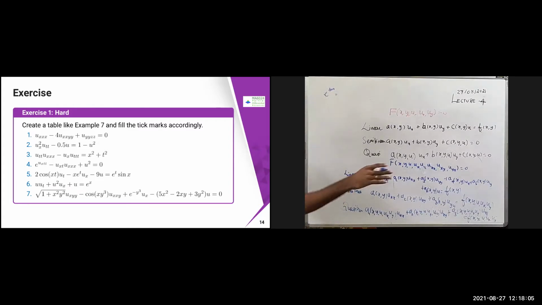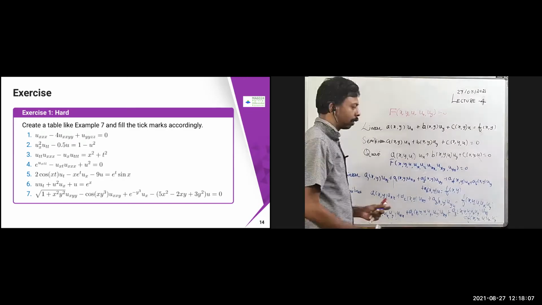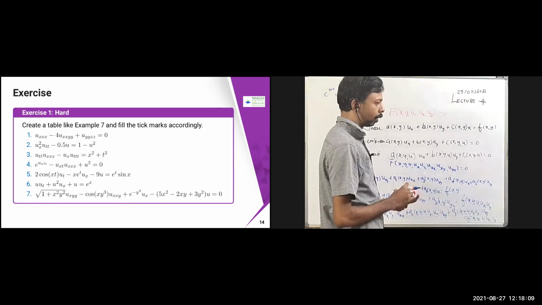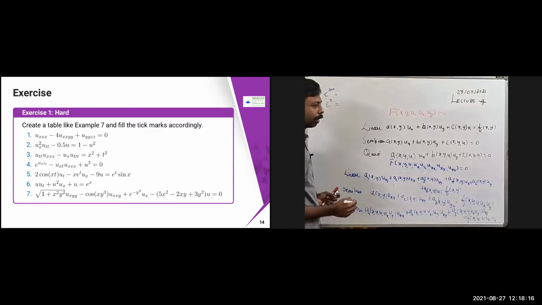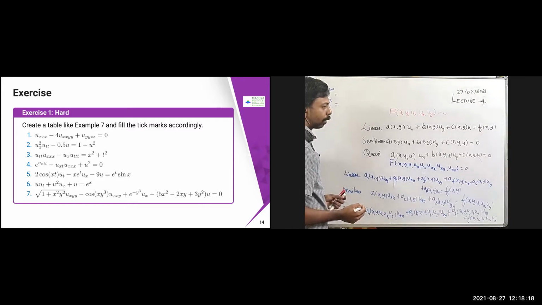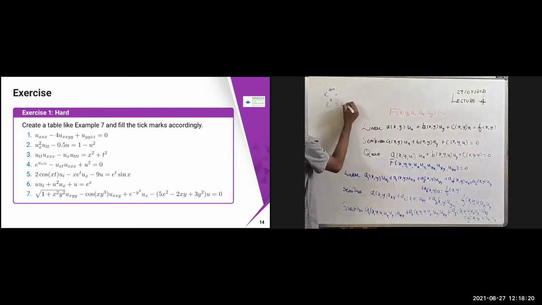What is the expansion for e power sin x? Anyone? What is e power x? Taylor series expansion: 1 plus x plus x square by 2 factorial, etc.